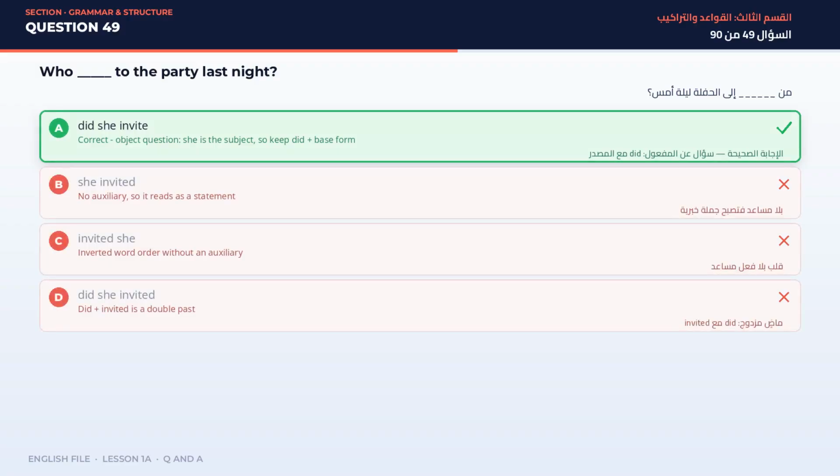Question 49. The answer is A, did she invite? Object question, she is the subject, so keep did plus base form. Not B, no auxiliary, so it reads as a statement. C, inverted word order without an auxiliary. D, did plus invited is a double past.